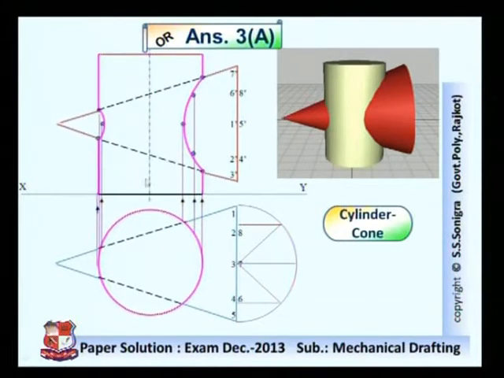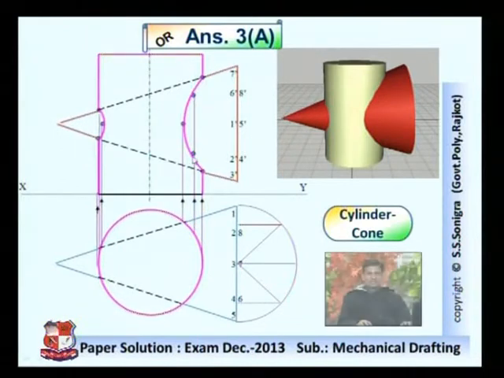This dotted line represents the hidden edge of the cone, and here this vertical line should be erased because this cylinder is penetrated by this cone. Hence the material of this cylinder inside this cone, somewhere here, is totally removed. Hence this line is not to be drawn. Similarly here also, this vertical line of the cylinder is totally removed because material is removed, hence here the line will not be there. Similarly in case of top view, this edge and this edge would not be visible in top view, hence represented by the dotted line.